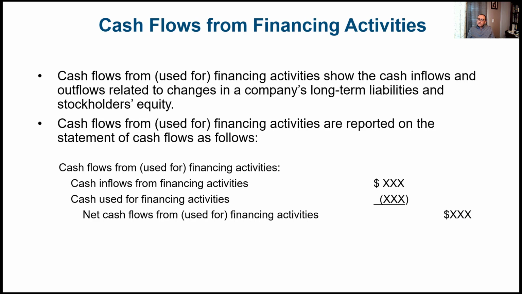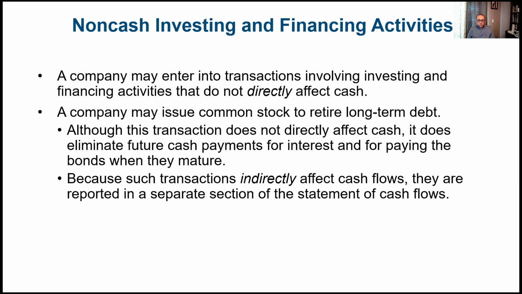Now let's talk about something that's not really directly related to cash, but impacts the statement of cash flows, which we call the non-cash investing and financing activities. In some cases, a company may enter into transactions involving investing and financing activities that do not directly affect cash. So a company may issue common stock to retire long-term debt, for example. Although this transaction does not directly affect cash, it does eliminate future cash payments for interest and for paying the bonds when they mature. Because such transactions indirectly affect cash flows, they are reported in a separate section of the statement of cash flows. And they're just reported as a form of a footnote, explanation that we had this major non-cash investing and financing activities that would have an impact on cash in the future.